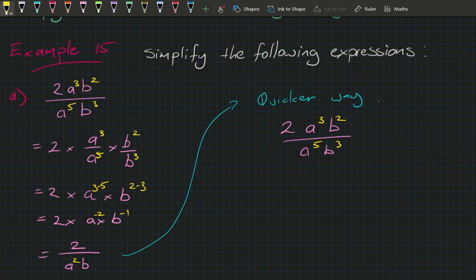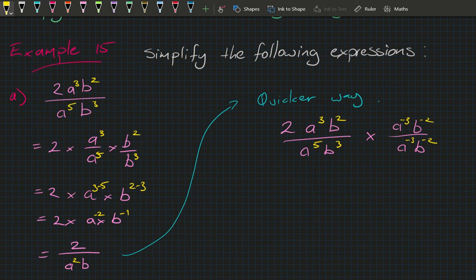Right, so we can now recognize we've got a times a times a, 3 times. And in the bottom, we've got a times a times a and so on, 5 times, right? So if I cancelled out 3 factors of a from both top and bottom, I'd be left with none on the top and 2 on the bottom. And the same goes for b. So we could just cancel these, and by cancelling, one way you could look at it is multiply both top and bottom by a to the negative 3 and b squared.